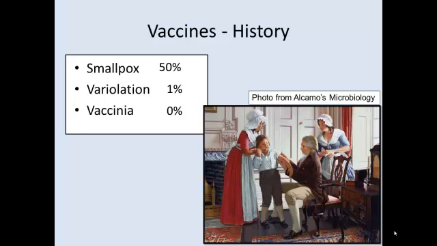Well, the first patient that they did it with, this is back before they had animal testing. Here in the picture, they've taken pus from a milkmaid and they're scratching it into the arm of the little boy. And he didn't get smallpox when it came through. Now, at the time, they had no idea how they were providing protection. They just knew that they were.